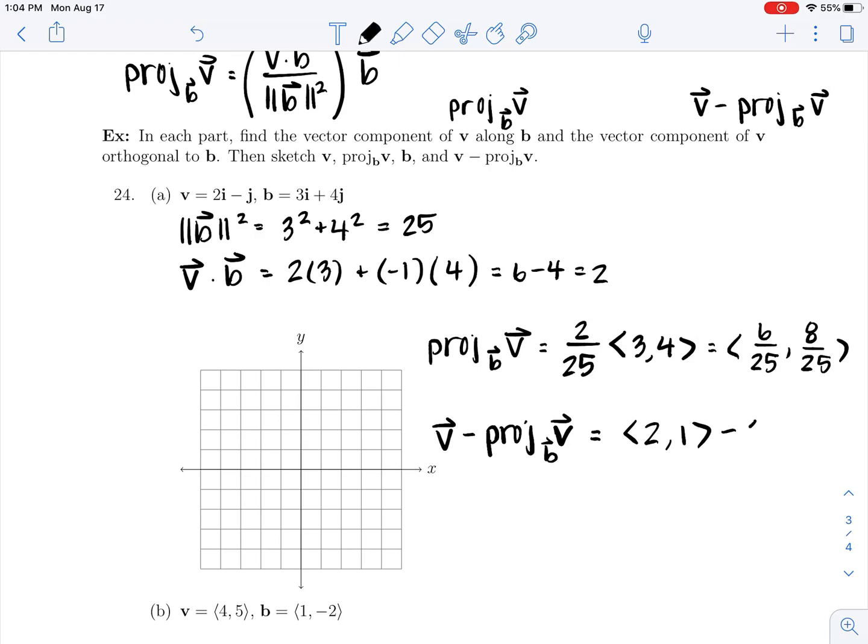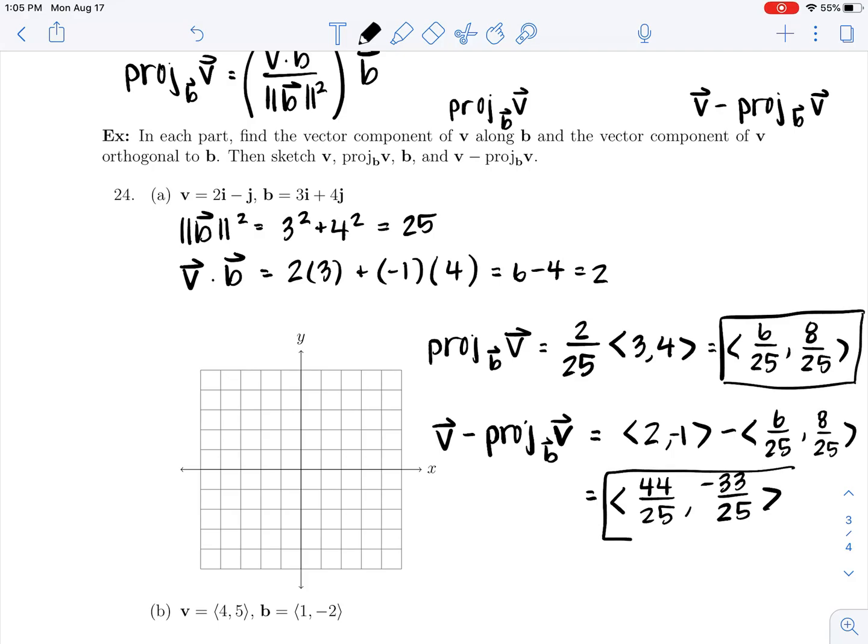So I'm going to take my vector V, which is 2, negative 1, and I'm going to subtract off the projection. So 2 is the same as 50 over 25. So 50 minus 6 is going to give me 44 over 25. And then similarly, negative 1 is negative 25 over 25. So minus 8. So let's add that in. So negative 25 minus 8 gives me a negative 33 over 25. All right, so let me box in these two final answers for both the projection and the vector component orthogonal. And now I want to sketch all 4 of the vectors involved.